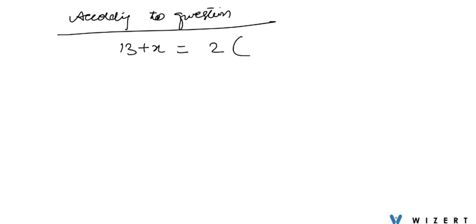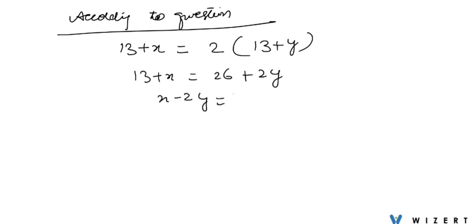we can say that it is given that after 13 years the age of Helen will become 2 times the age of her son. So we can write this relation, and here we will obtain the relation between x and y as x minus 2y equals 13. Let this be the first equation.